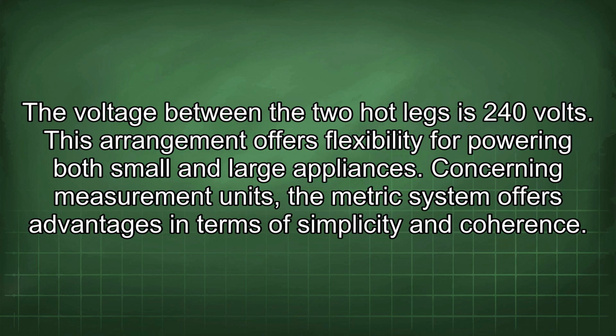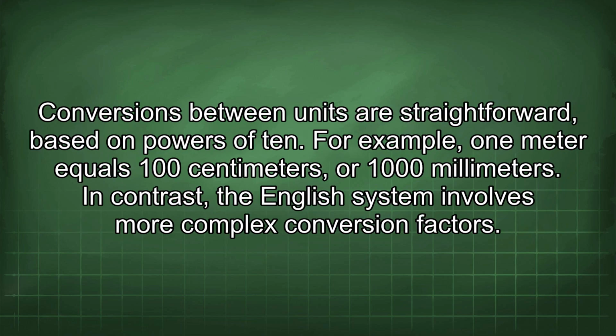Concerning measurement units, the metric system offers advantages in terms of simplicity and coherence. Conversions between units are straightforward, based on powers of 10. For example, 1 meter equals 100 centimeters, or 1000 millimeters. In contrast, the English system involves more complex conversion factors.